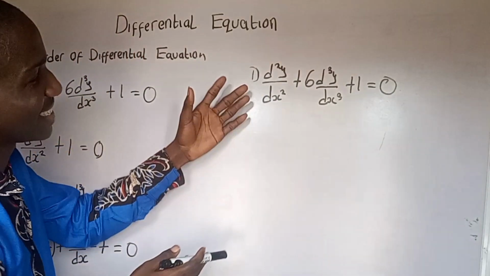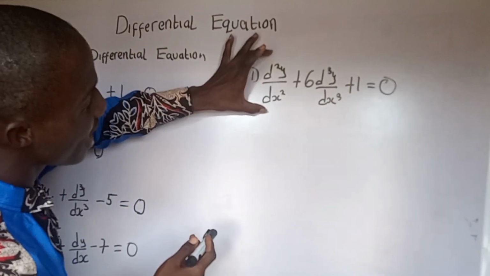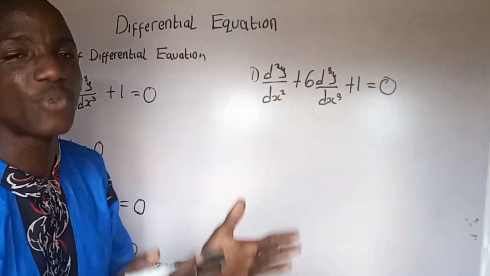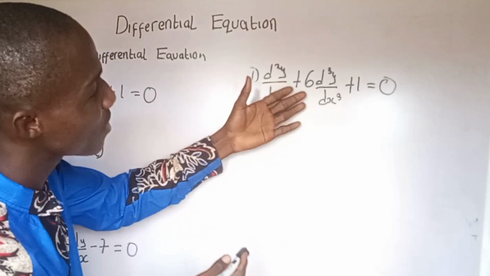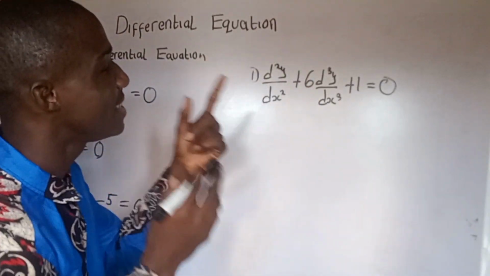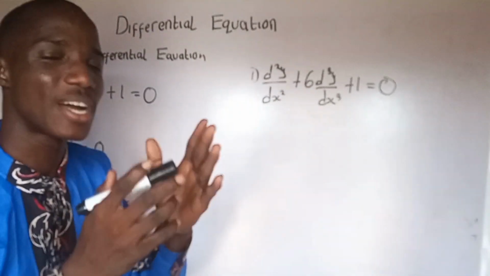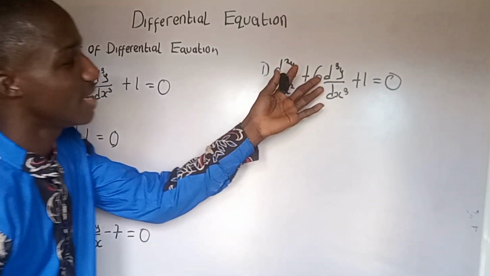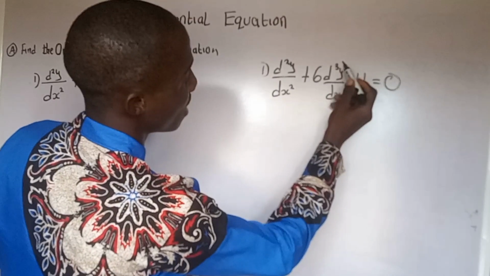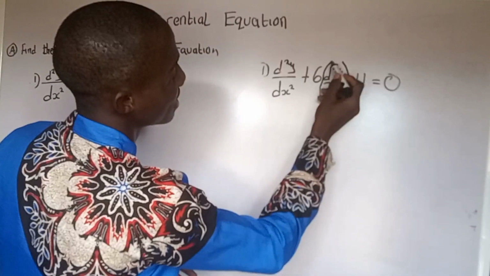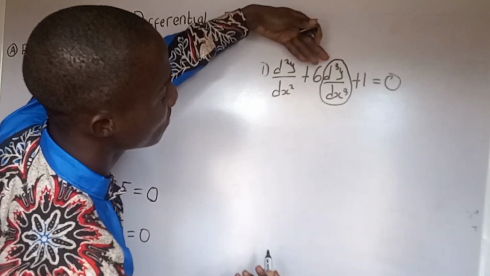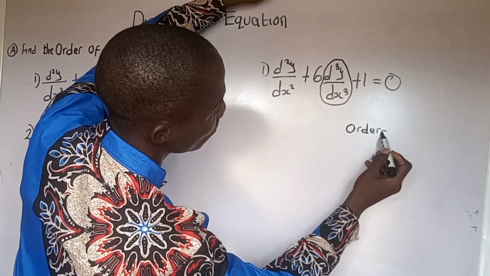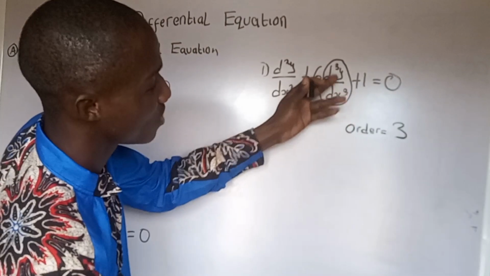Now look at this question. You can see that d²y/dx² tells me that this equation has been differentiated twice. But I see another term that tells me that the differential equation has been differentiated 3 times. So my focus will be on this highest derivative. This is my highest derivative. So the order of this equation will be order equals 3. The order of this equation is 3.